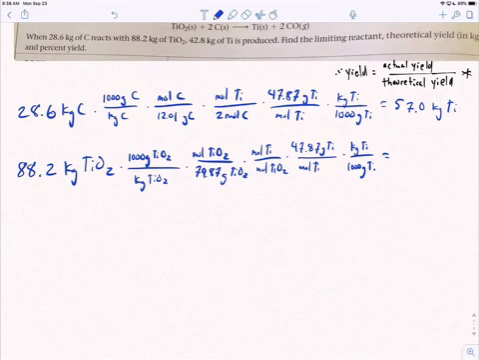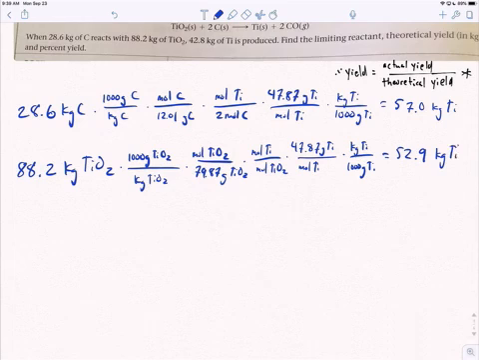And the other one is 88.2 divided by 79.87 times 47.87 and 52.9. How many kilograms titanium? So which one is the theoretical yield? It's this one. 52.9 is lower.